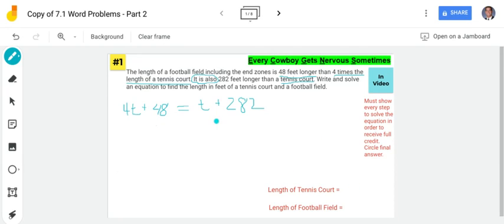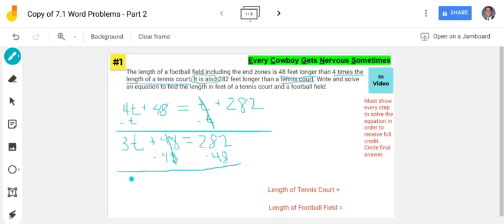So I have no parentheses, I have no like terms, so let me move this T to the other side, to the left side, by subtracting T from both sides. Those T's will cancel. I would get 4T minus T, that of course is 3T. I'll bring the plus 48 down, and I'll bring the 282 down on the right side. So if my variable is on the left, I'm going to get my numbers on the right. So let's subtract 48 from both sides.